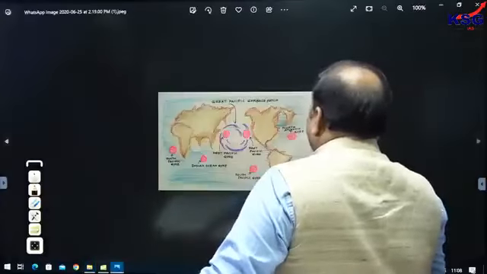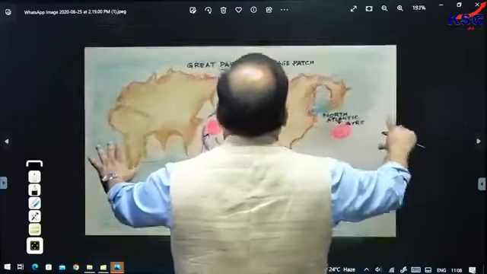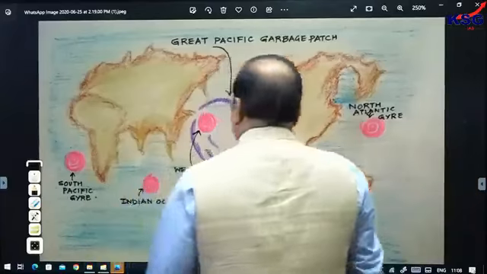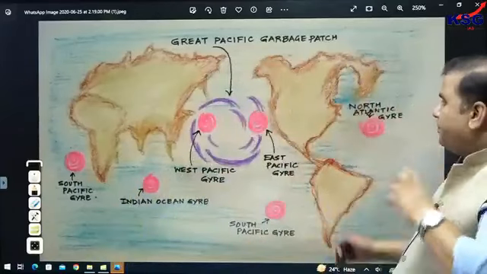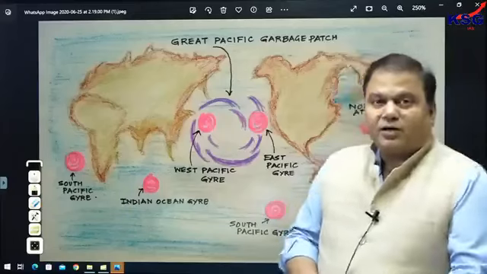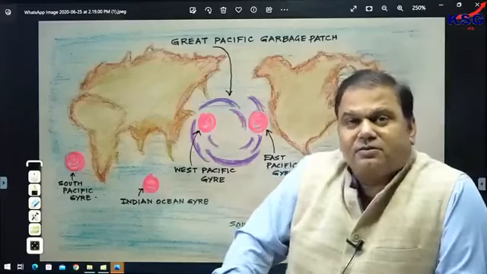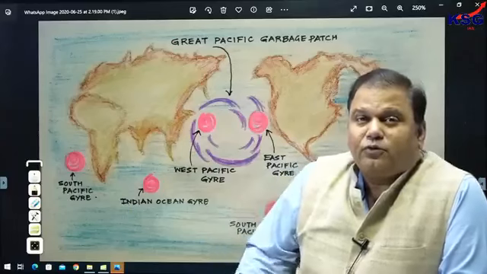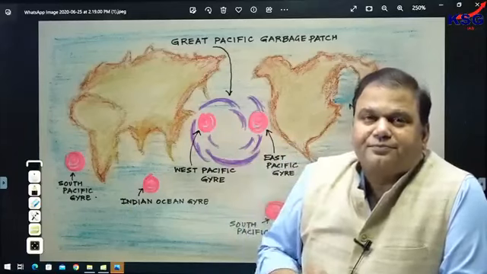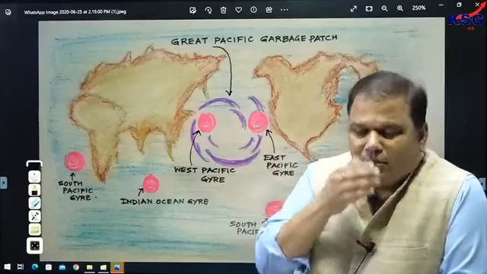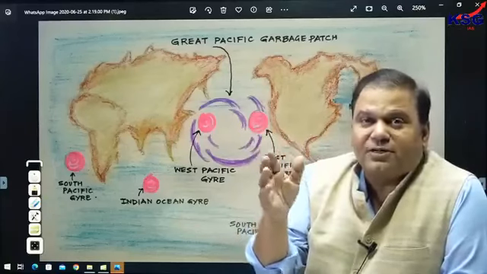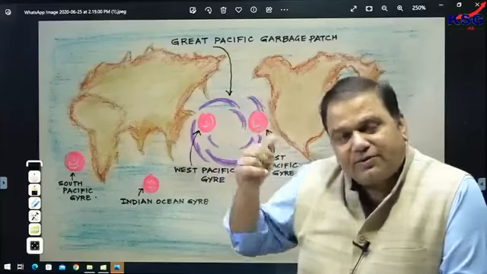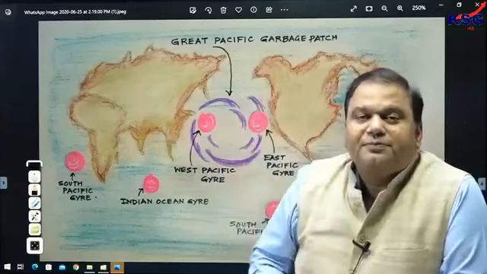So you can see in the Pacific Ocean, in the middle and the northern part of Pacific Ocean, there is trash present. And this trash is what? This trash is roughly about 2,200 kilometers in length. Trash means waste. So trash is present in suspended form. It is 2,200 kilometers in length, 800 kilometers in breadth, and happens to be 10 meters deep.